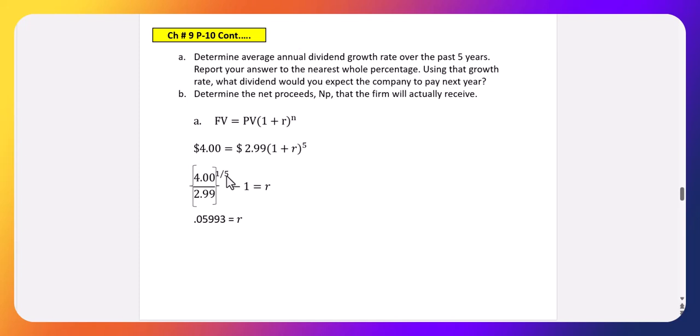Now, for 1/5, we can use our calculators to get 0.20. So when we take a fraction and raise the whole fraction to the 1/5 power, we first do the division, then for the 1/5 in the exponential, we put 0.20. Now we subtract that from 1, and we derive our actual growth rate of the dividend over the past 5 years, which is roughly 6%. And if they ask you to round off to the hundredth, you just put 6%.